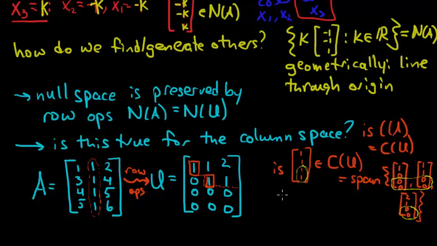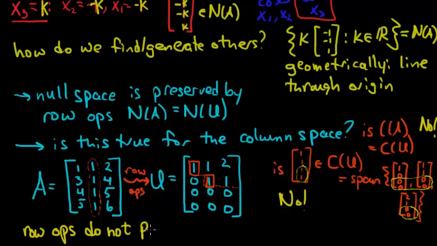So the answer to this question is no, and this is also the same answer to this question. Is this true for the column space? No. So this is pretty conclusive. This is a counterexample. So row operations do not preserve the column space. This will be very important down the line, and this example was a very convenient way of answering this question. So this will come up again. Row operations do not preserve the column space.